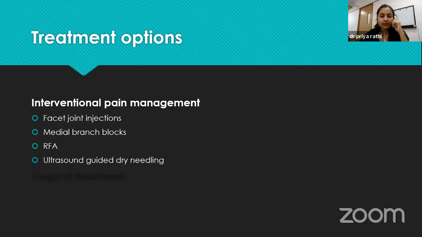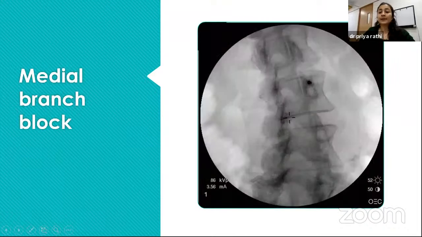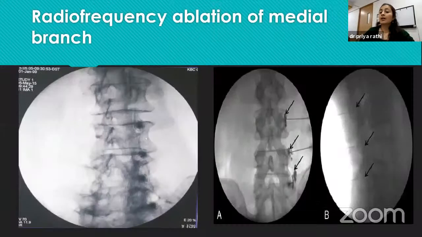And about surgical management, but before going to surgical management, I would like to just show a few pictures. This is the C-arm picture of intraarticular steroid injection, where the needle is being put in the lower end of the facet, and radiographic dye is being seen here. Medial branch block, you can see the exact location of the needle entry, bullseye entry. Superior articular process, the transverse process, and exactly at the junction. We go exactly at the junction of superior articular process and transverse process.